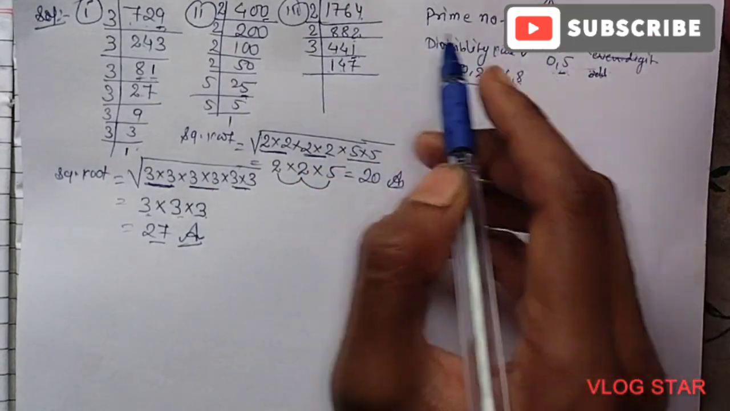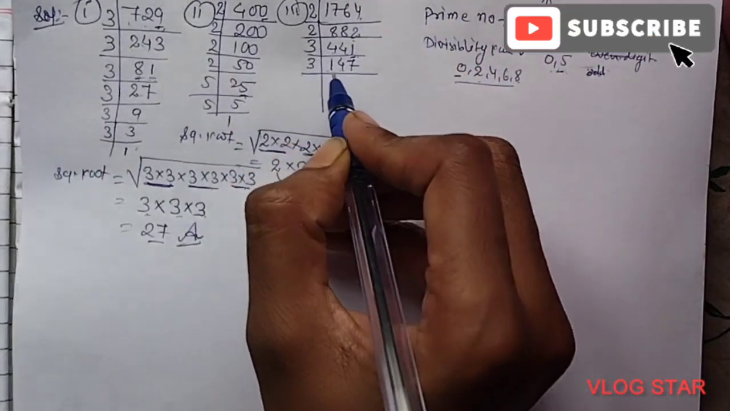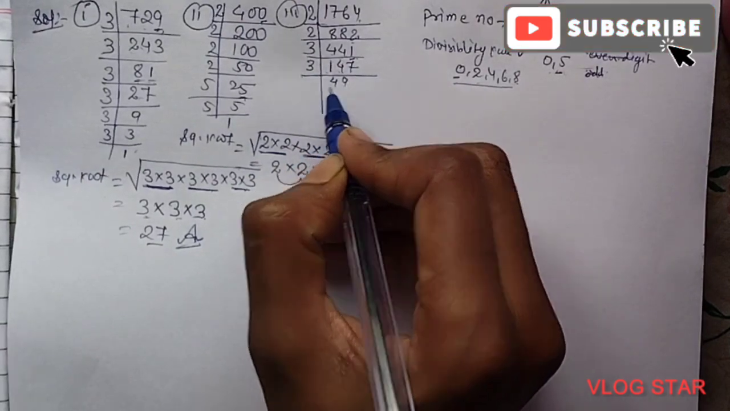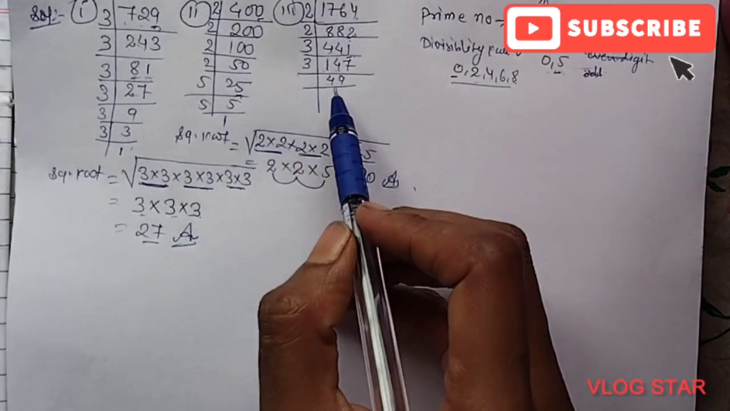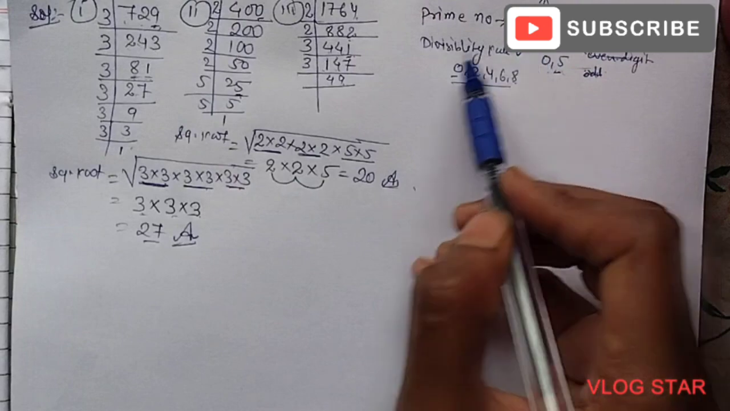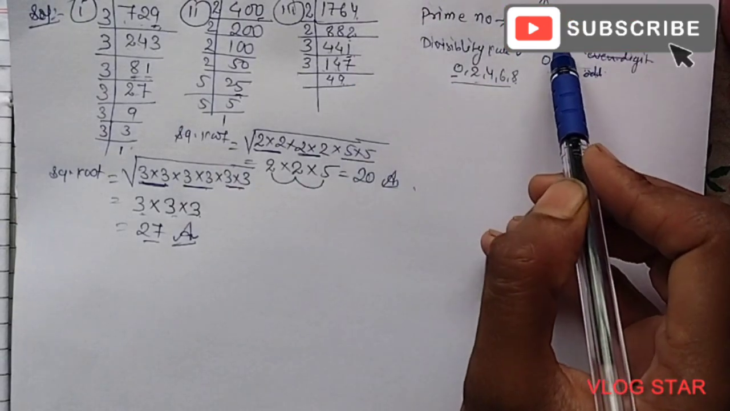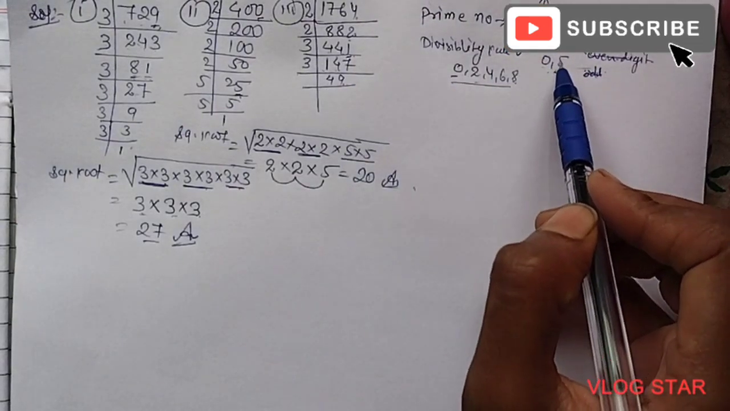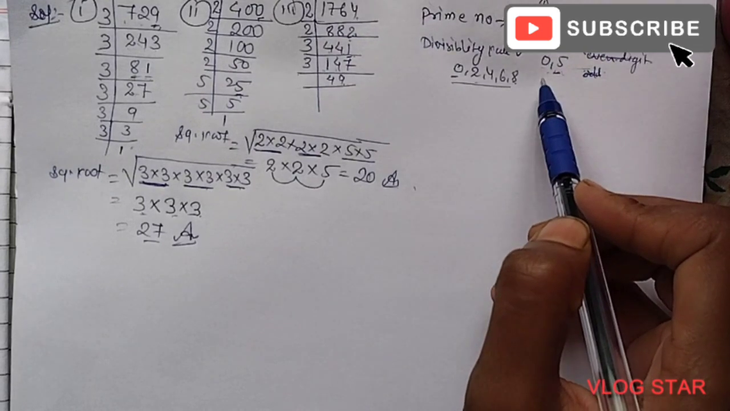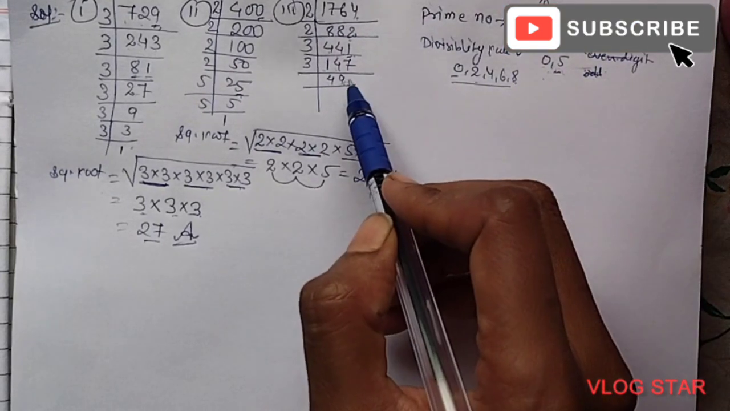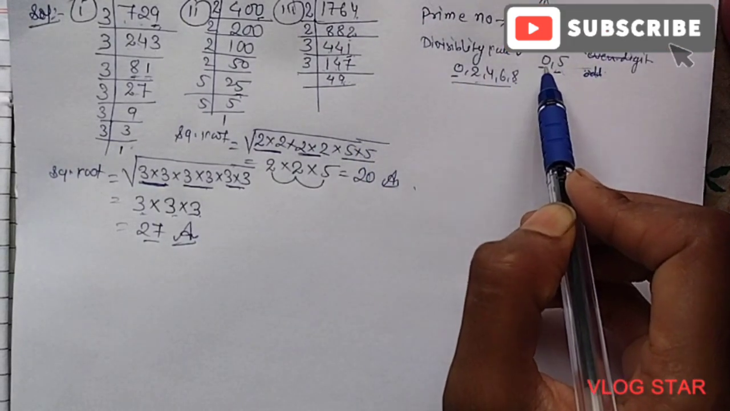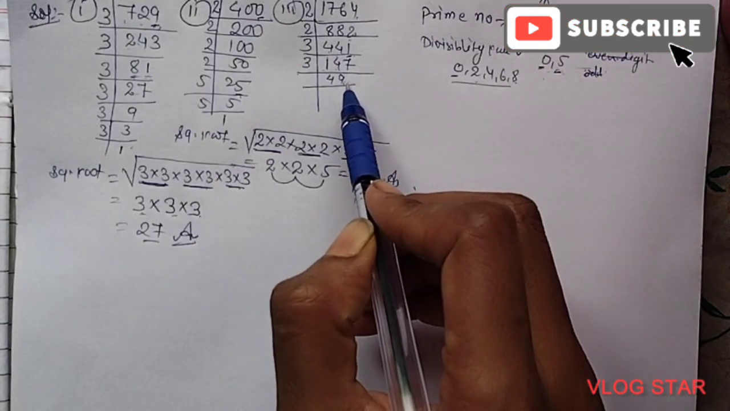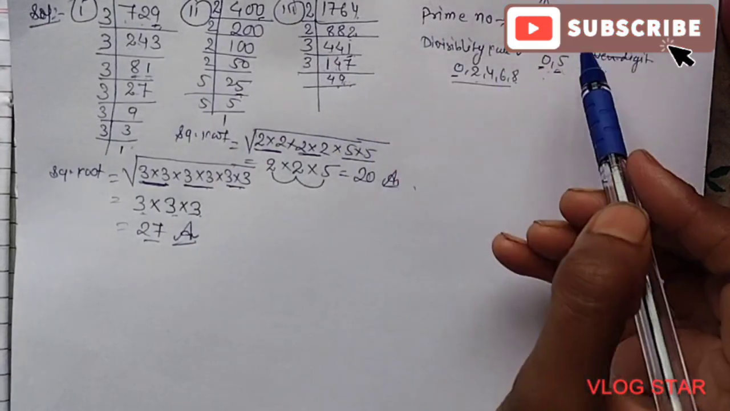So this number will also be divided by 3. So 3 4s are 12 and 3 9s are 27. Again you can see the sum of this number is not divisible by 3, so we will check with 5. And for the divisibility rule of 5, the number should end with 0 or 5, but this ends with 9.